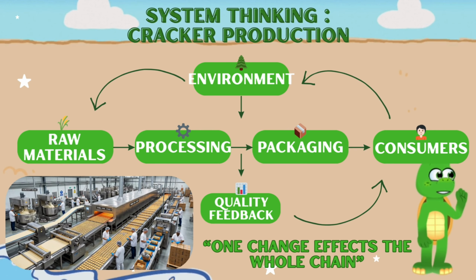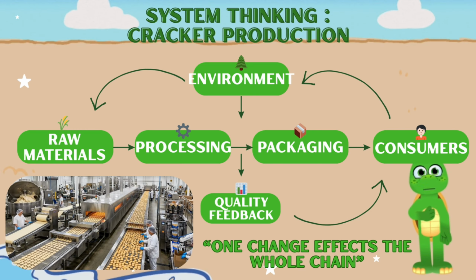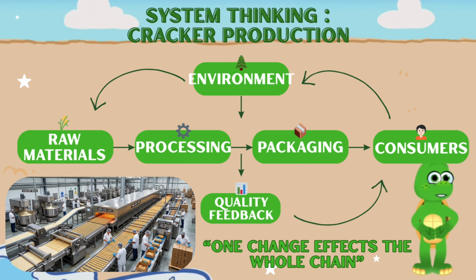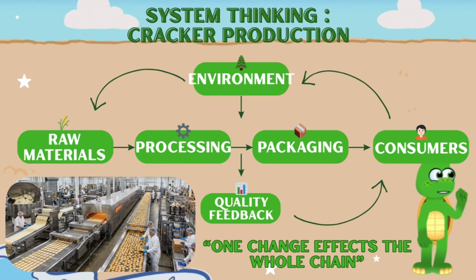When we look at the production of a cracker, we aren't just looking at a factory, we are looking at a connected system. Using system thinking, we see that every step from the farm to the store depends on the one before it. If we change one dot, it ripples through the whole chain.